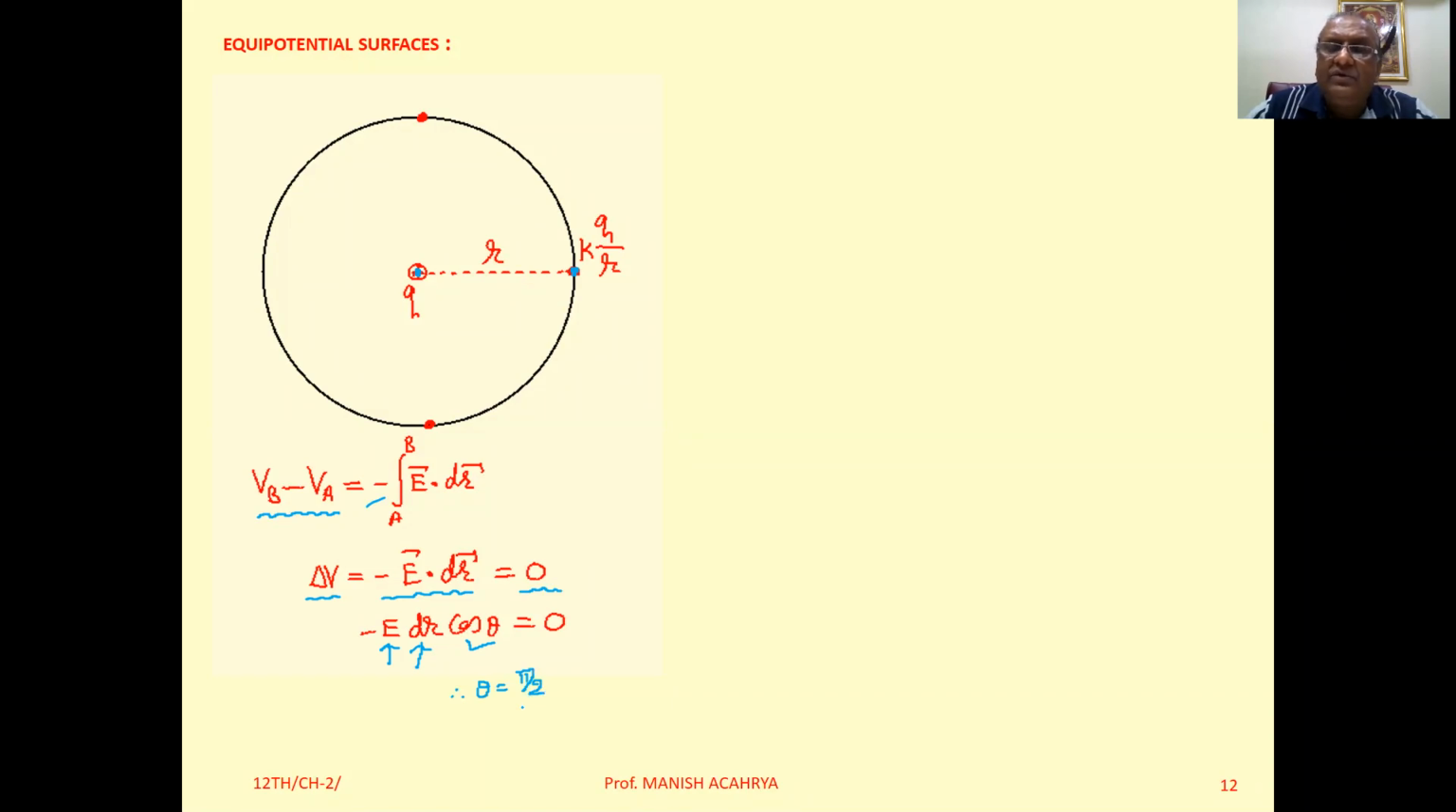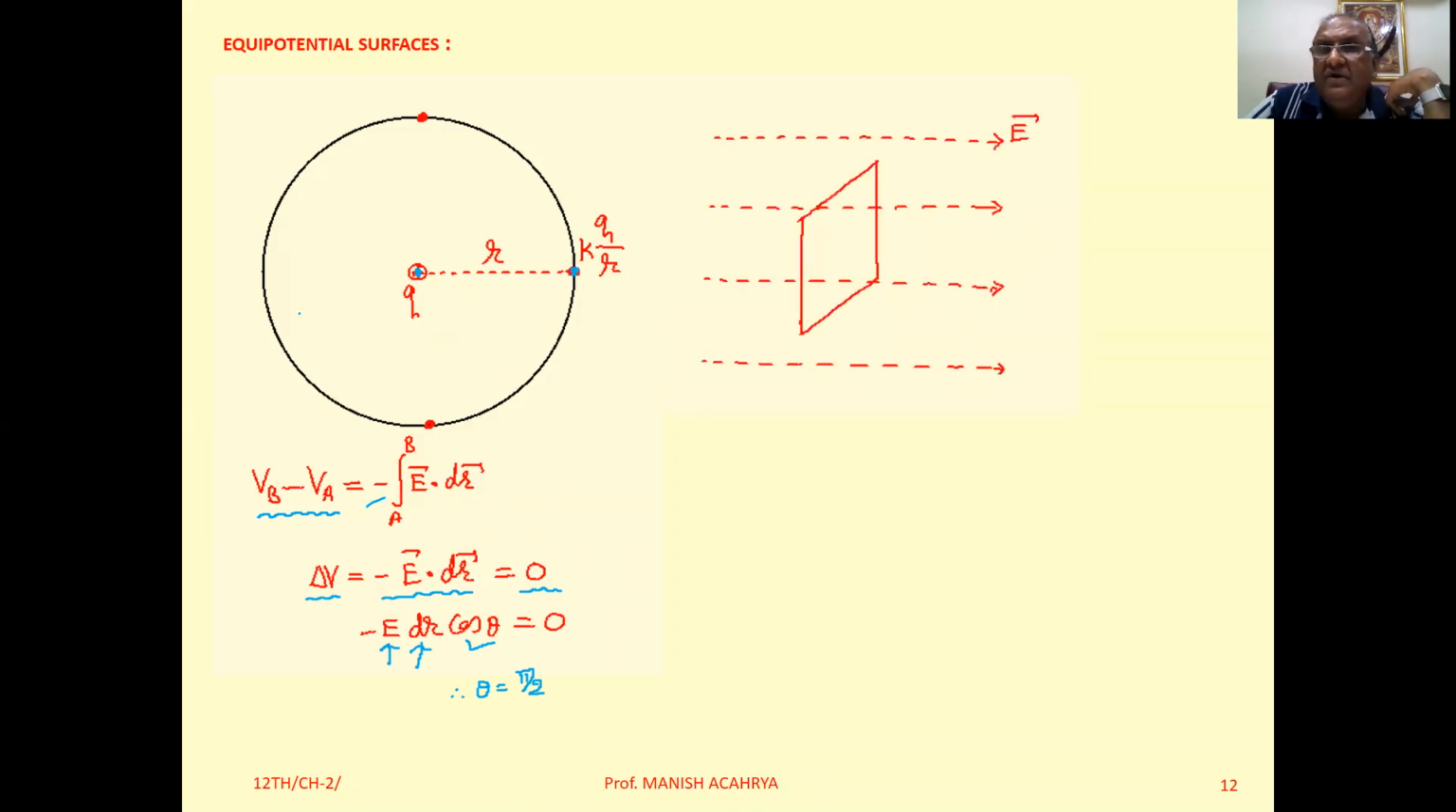So it means that the electric field at any point on the equipotential surface is perpendicular to the surface. So here, for a uniform electric field, we can prepare the equipotential surface which is perpendicular to the electric field, and that will be the plane surface. Clear to all of you?